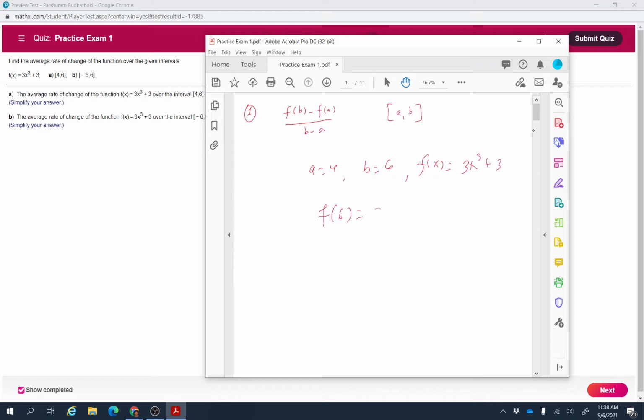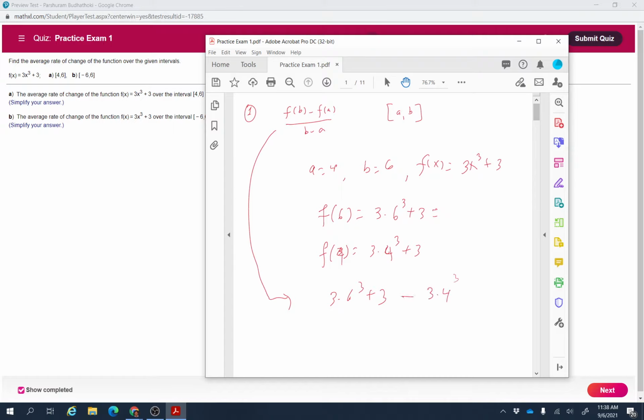We need to find out f of b, which is the value of this function at 6: 3 times 6 cubed plus 3. Basically, if you use calculator, you can find the value, and the value of the function at 4, 3 times 4 to the power cube plus 3. So we need to plug this value back here in the formula. So f of 6 means 3 times 6 cube plus 3. I did not use the calculator, I'm just using it as it is, because I know that this 3 and this 3 will be cancelled out, so that will be easy for me. But you can use calculator and just subtract it, that's okay.